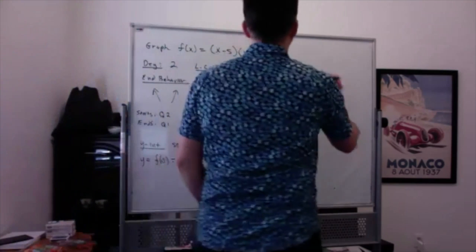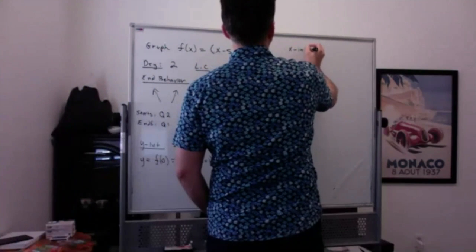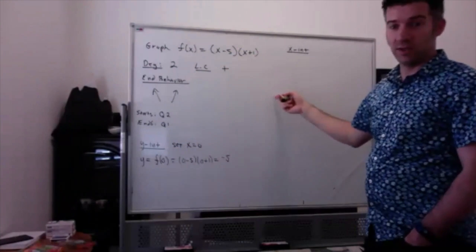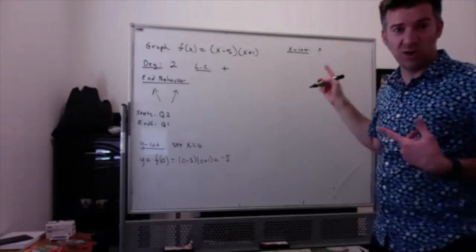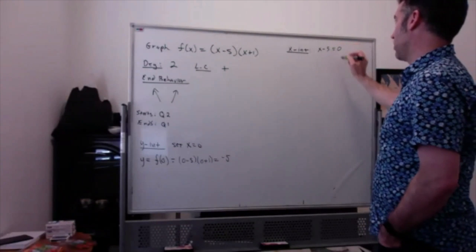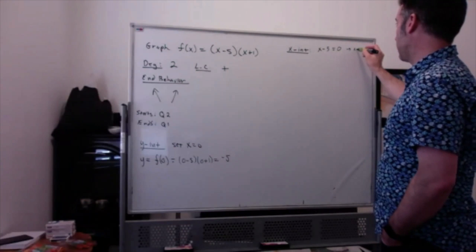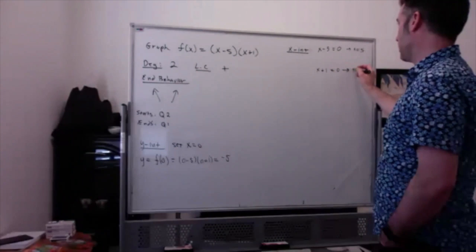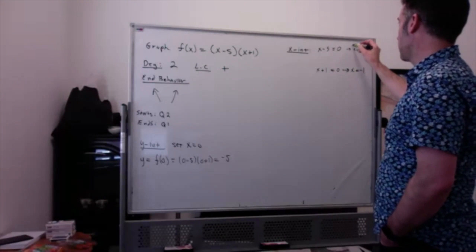So the x-intercepts are a little bit more work because there's something else to say about them. We set each factor equal to 0. You don't have to show all this work. I'm showing it because this is the process. So I'm going to set x minus 5 equal to 0, and I'm going to get x equal to 5. I'm going to set x plus 1 equal to 0, and we get x equal to negative 1.